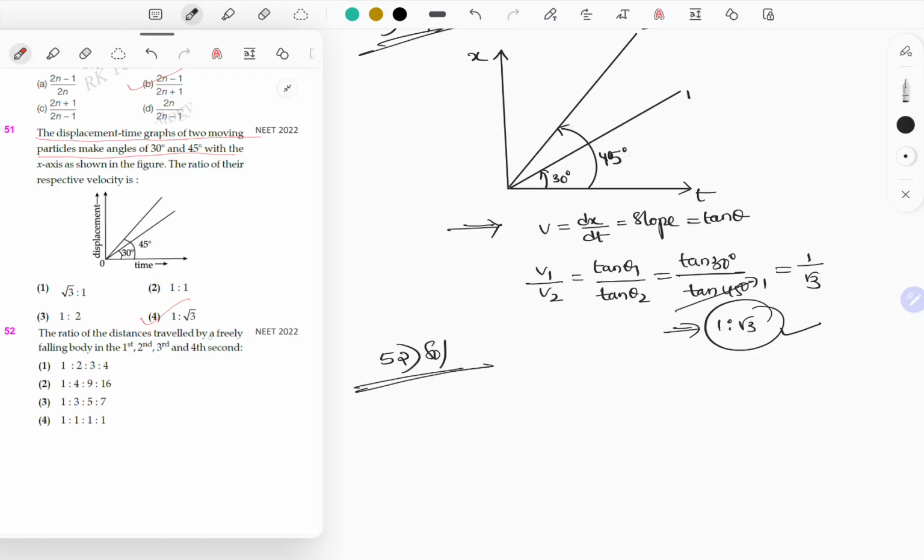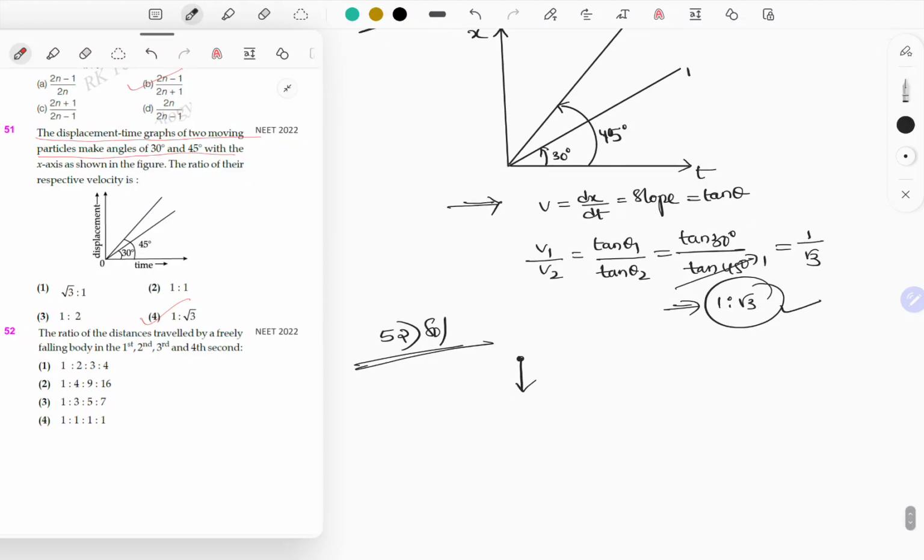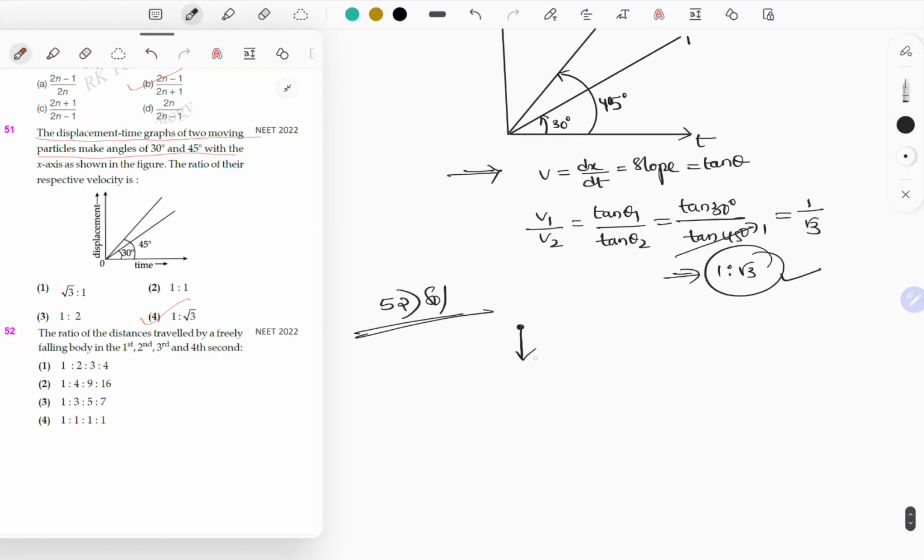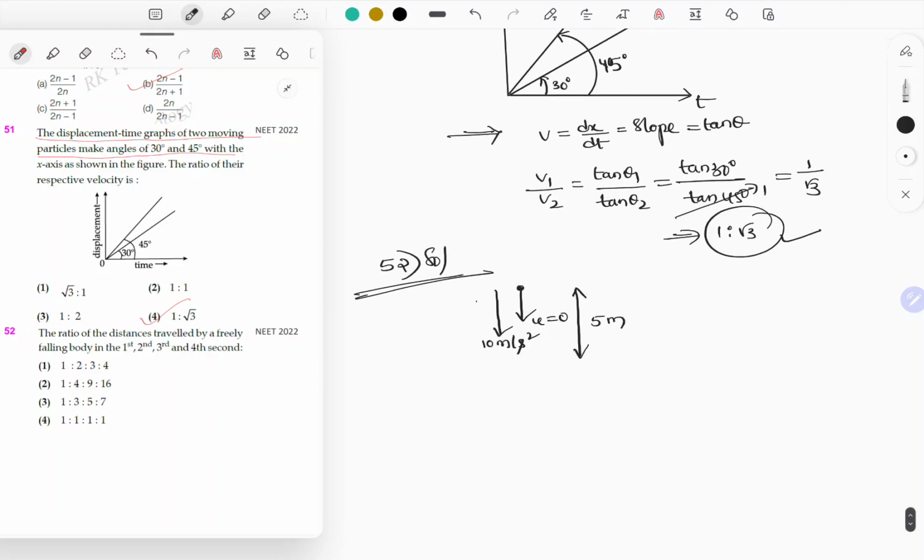Next, question number 52, solution. The ratio of distance traveled by the freely falling body in the first, second and fourth second. So just now, I've already given this. It's a very easy point. Object is dropped from a certain height. It's a freely falling body. Initial velocity is equal to zero. Acceleration due to gravity is downward. Let's say, I'm assuming it as 10 meter per second square or 9.8, doesn't matter. So distance traveled by the object in the first 1 second is 5 meter, already explained.